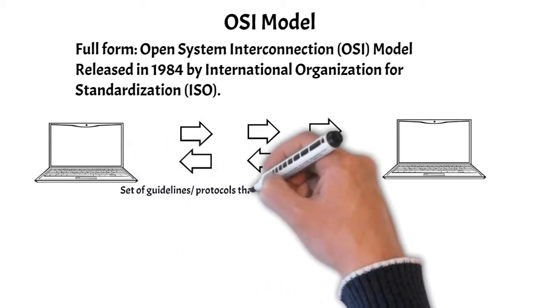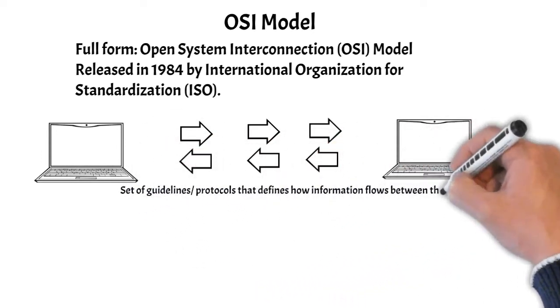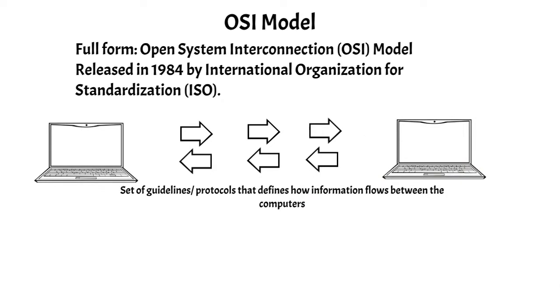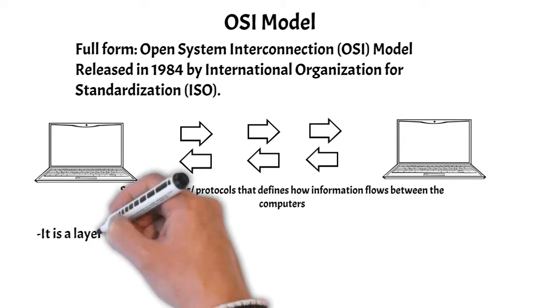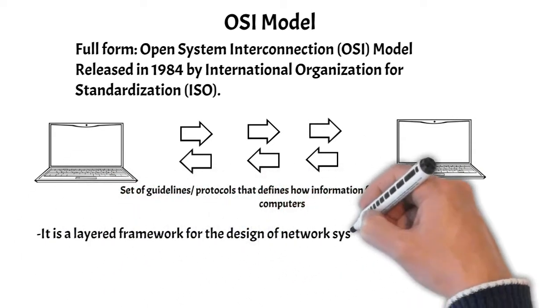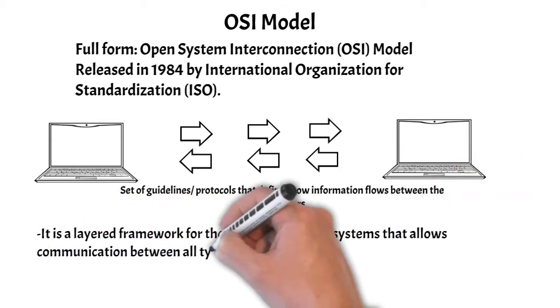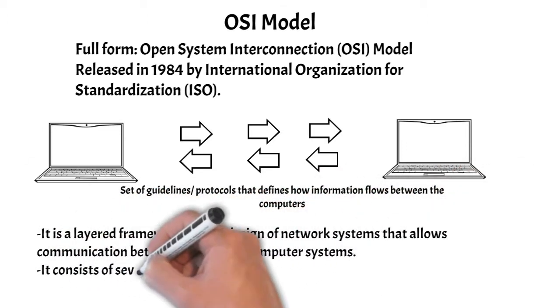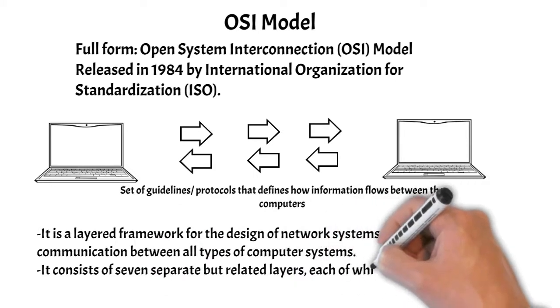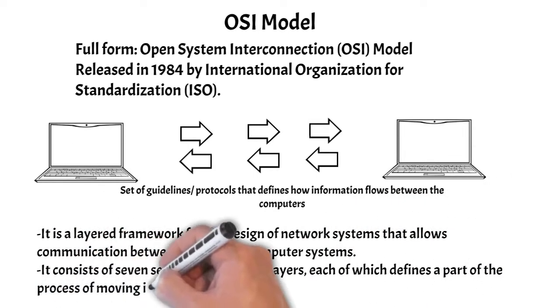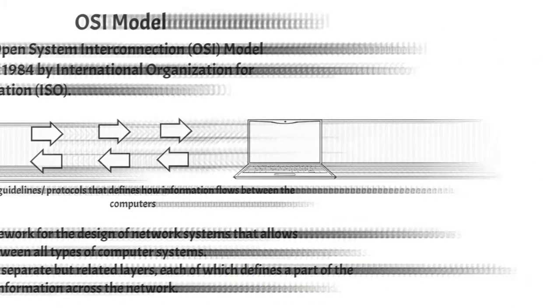OSI isn't a physical model though, rather, it's a set of guidelines that application developers can use to create and implement applications that run on a network. The OSI model is a layered framework and consists of 7 layers, and each layer performs a particular network function.